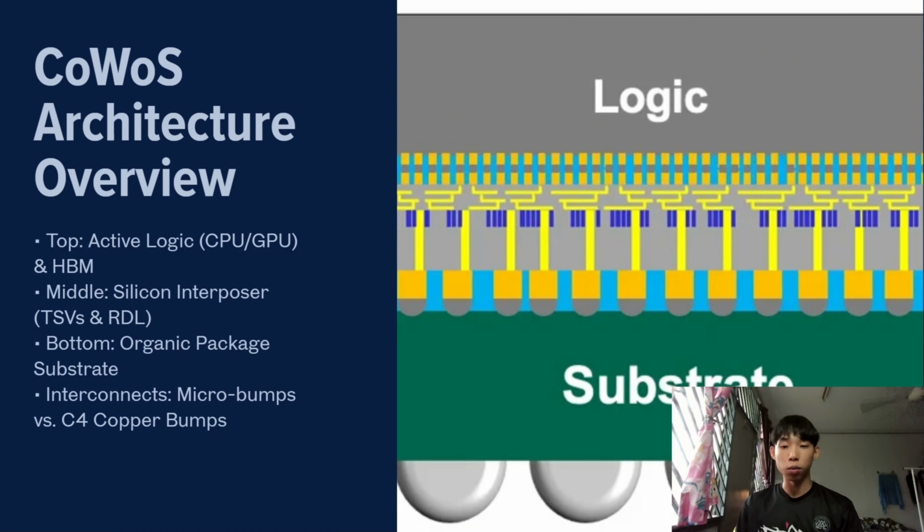And for the third layer, we have the substrate. The connection between the logic layer and the interposer layer is usually the microbump. And for the interposer and substrate interconnection, usually we are using C4 copper bumps.